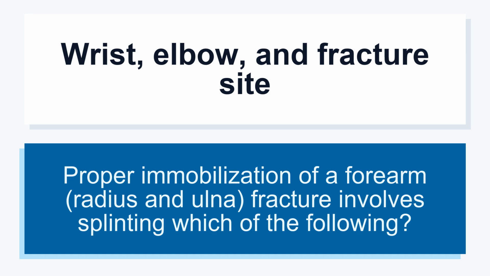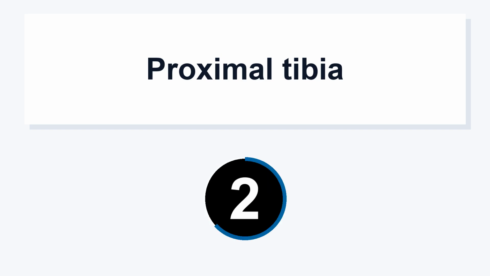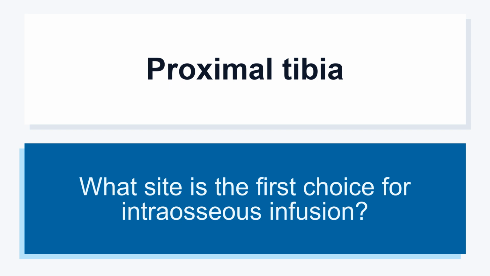Proper immobilization of a forearm, radius and ulna fracture involves splinting which of the following? Proximal tibia. What site is the first choice for interosseous infusion? 2 hours.